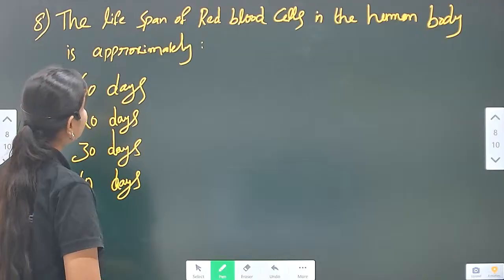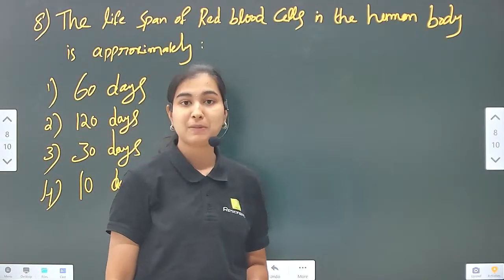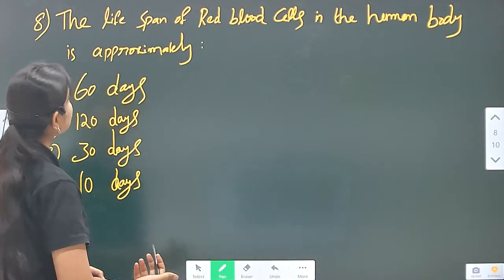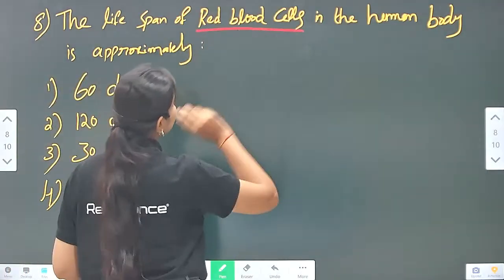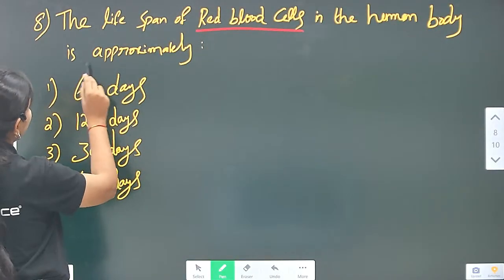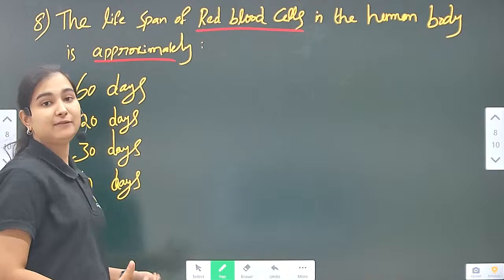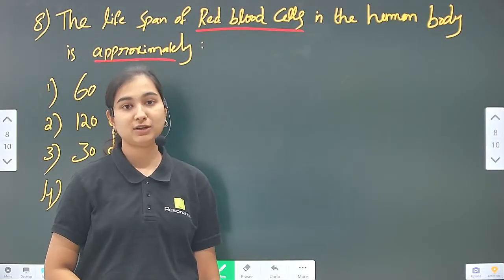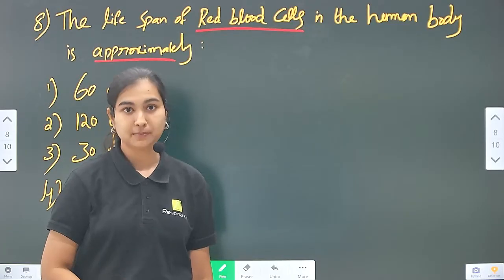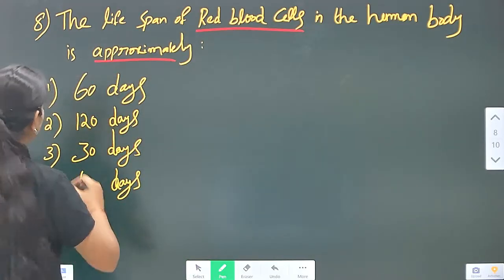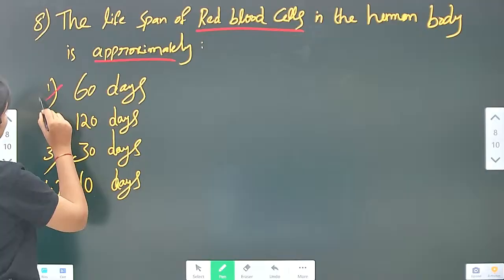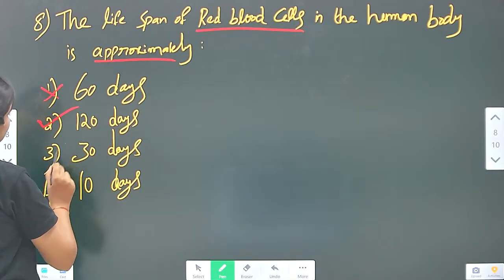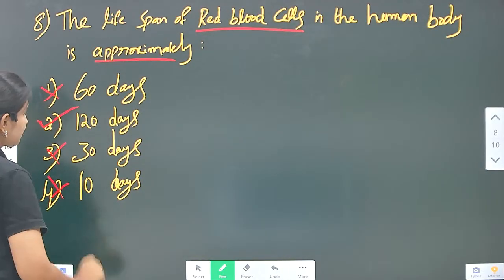Now here they are asking what is the lifespan. What is the lifespan of the red blood cells in the human body? The average lifespan of the red blood cells in the human body is 120 days. It is how much? 120 days. So here which option? 60 days? No. 120 days? Yes. It's not 30 days, it is not 10 days.